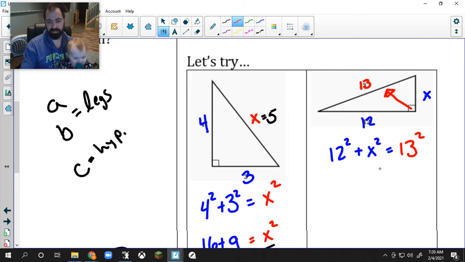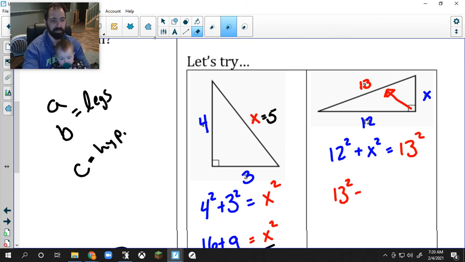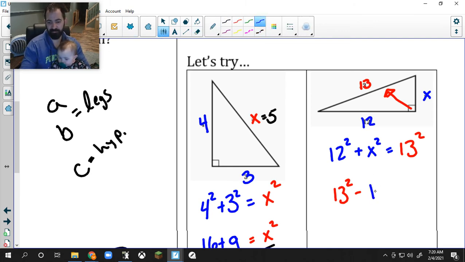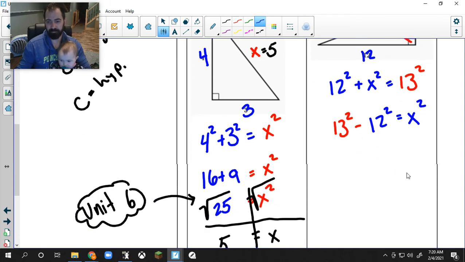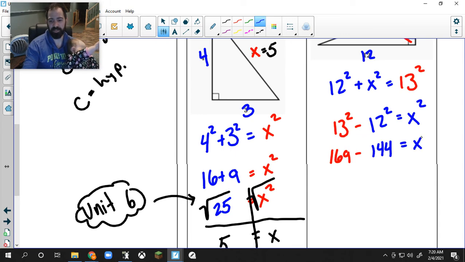An easier way to do these is that if you're ever missing a leg, what you want to do is take the hypotenuse squared and subtract the leg that you have squared, and that's going to equal your unknown squared. So 13 squared is 169, minus 12 squared, which is 144, and that equals x squared.